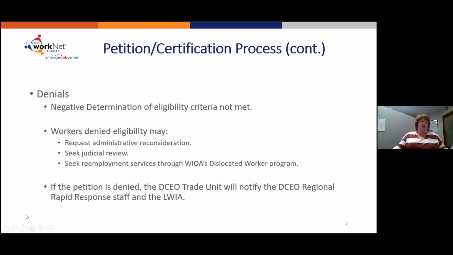So if there is a denial of a petition, then DOL basically says the eligibility criteria have not been met. If there is a denial, there are several ways that the workers or whoever filed a petition can actually seek to have it reviewed again. They can request an administrative reconsideration, a judicial review, or the workers can just seek reemployment services through the WIOA dislocated worker program. If it is denied, the DCEO trade unit will notify the rapid response team and the LWIA of any denials that we receive.